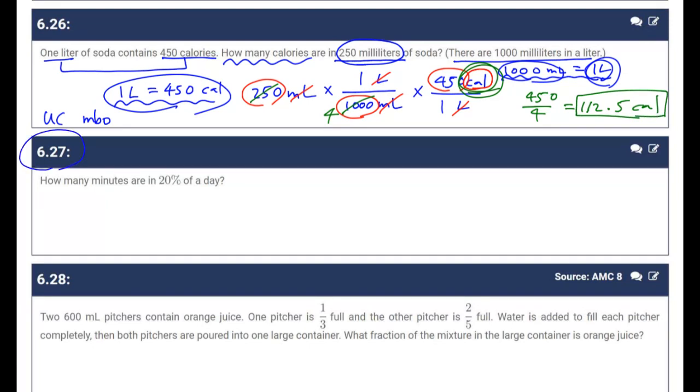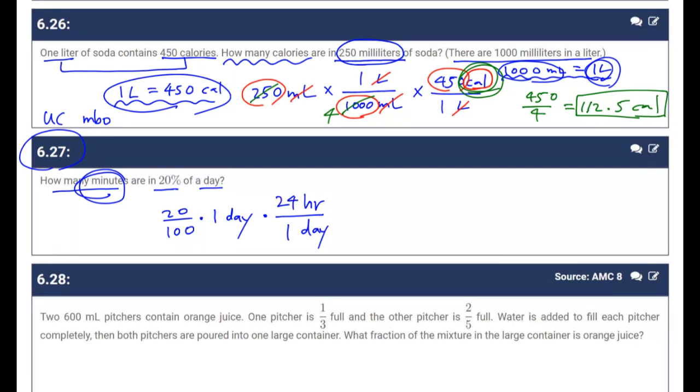Now, 6.27. How many minutes are in 20% of a day? 20% is 20 out of 100. And of is multiplication. A day is 1 day, right? But I want to convert that into minutes. We don't really know how many minutes there are in 1 day. So I'm going to convert little by little. I'm going to multiply by 1 using a conversion factor. I'm going to put day on the bottom and number of hours on the top, because we know 1 day has 24 hours, right?